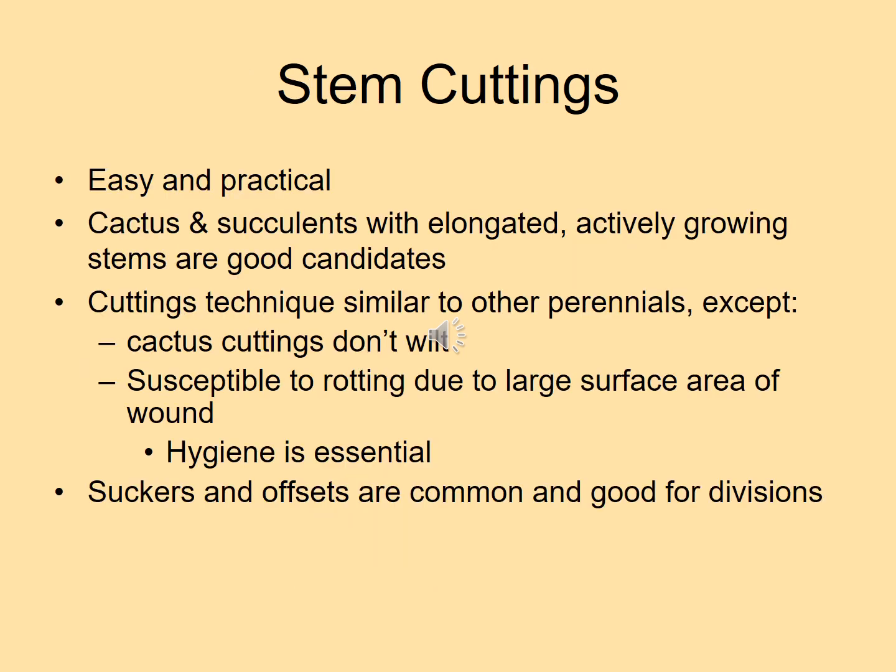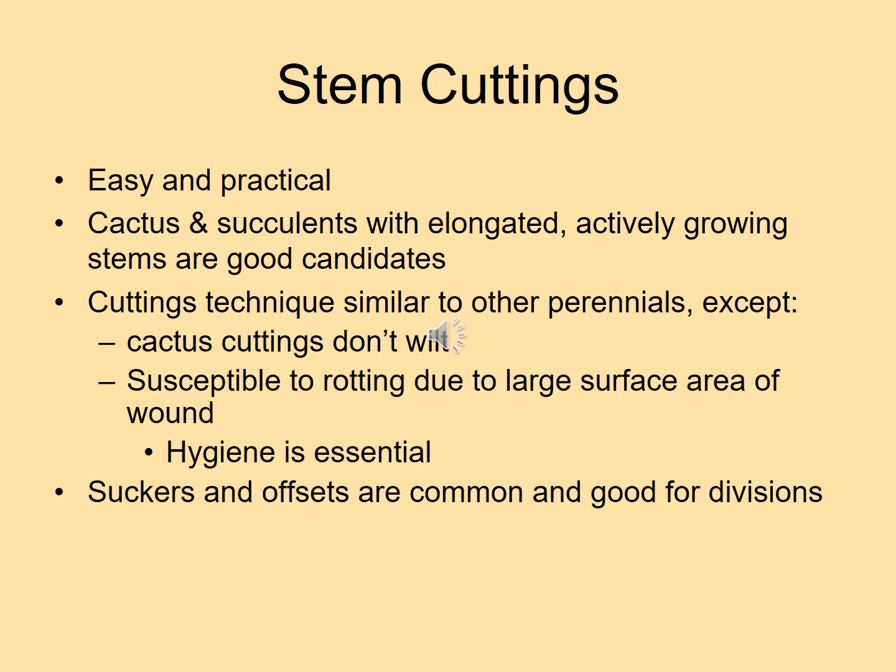All right, let's shift to asexual propagation of cactus and succulents, and that is done through stem cuttings. It's a very easy way to get more succulents and more cacti. Usually the cactus and succulents that have longer stems and grow well are good candidates for taking cuttings from. Almost all cactus and succulents are fairly easy to take cuttings from.